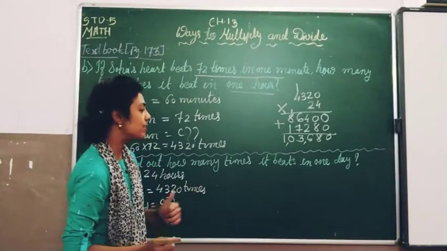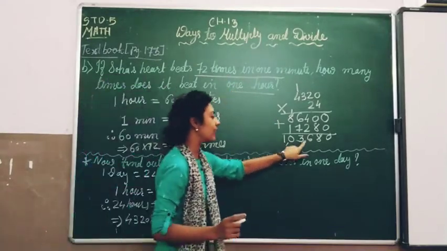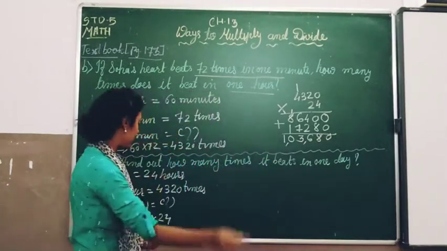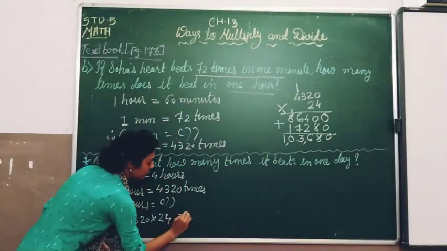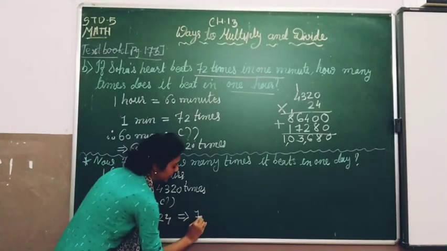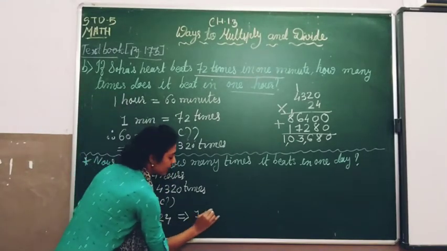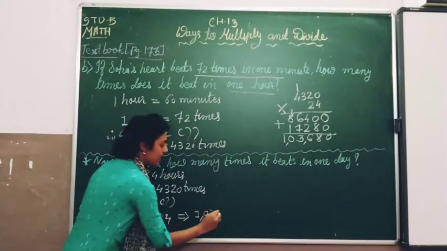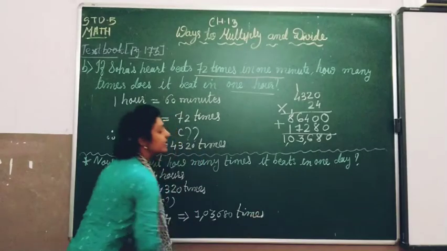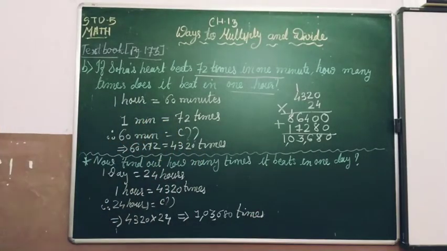means in 24 hours, 1,03,680 times. In 1 day, it beats, means in 24 hours, it beats 1,03,680 times. This many times it beats in 1 day.